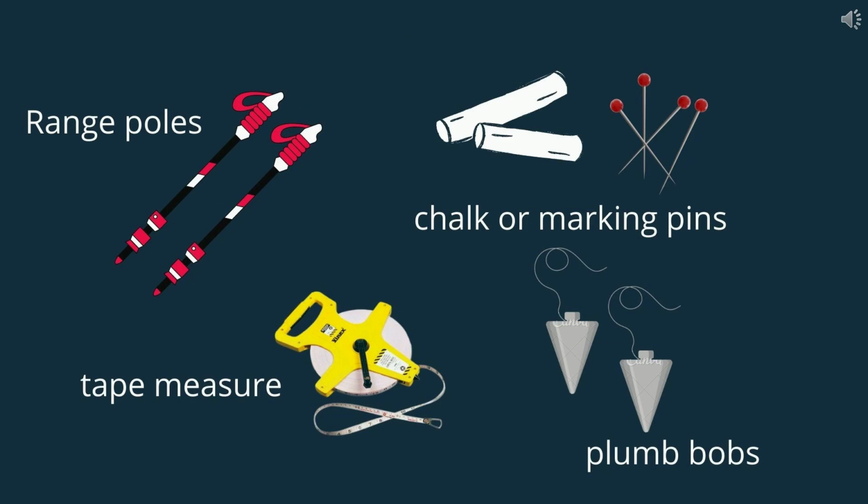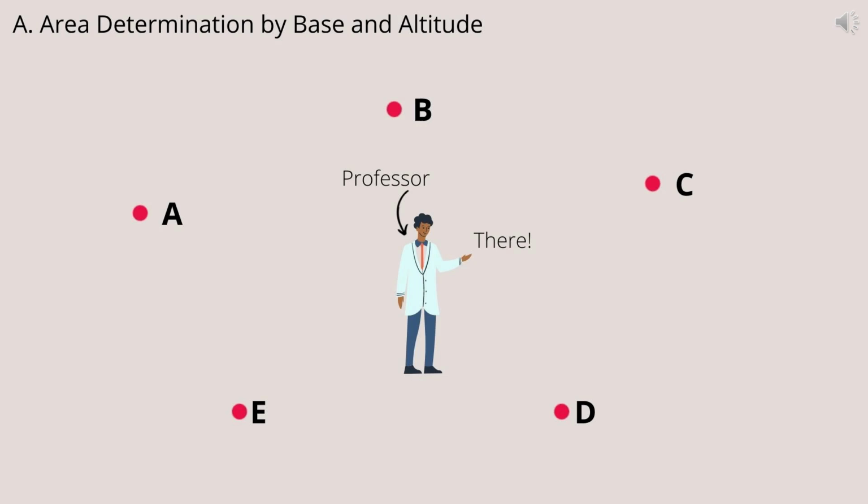So for this activity, the instruments and accessories that we need are range poles, measuring tape, markers such as chalk and marking pins, and plumb bobs. So for the first activity, we are going to determine the area by base and altitude.